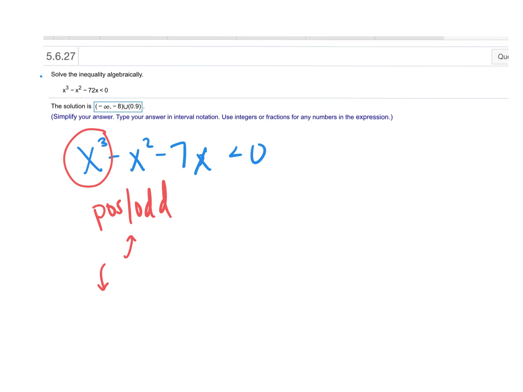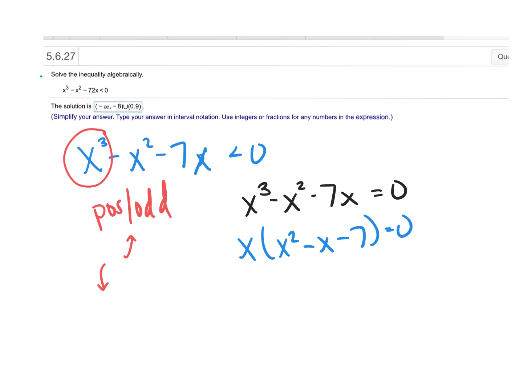So what we do now is find the zeros of this particular equation. We're going to look at x cubed minus x squared minus 72x, set it equal to 0, and factor. When I factor this, that's x times x squared minus x minus 72 is equal to 0.